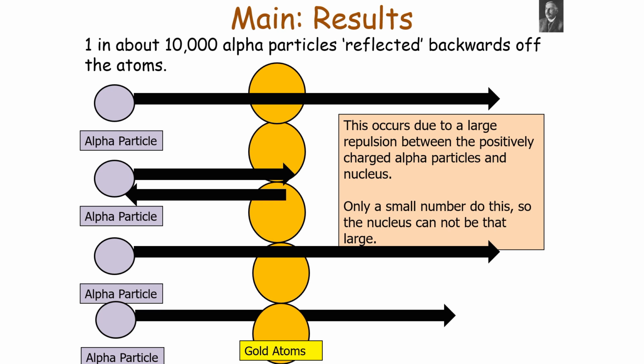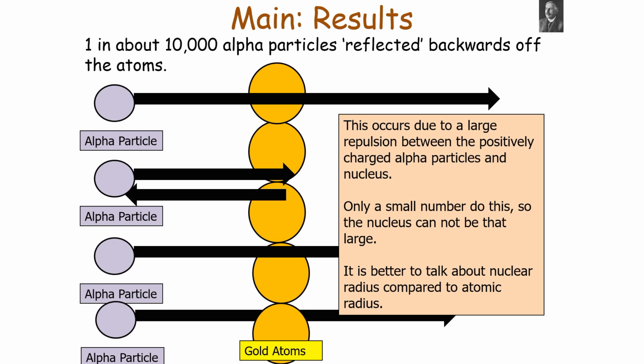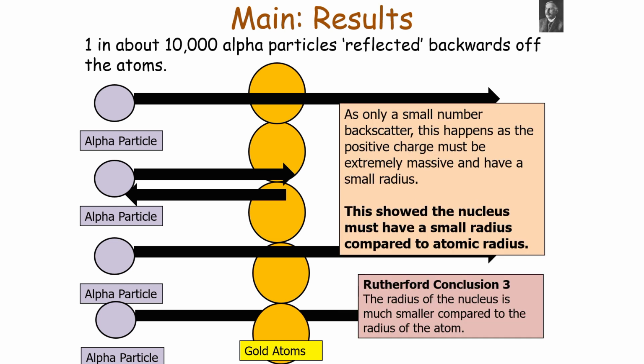cannot be that large, but we should really talk about these things in terms of nuclear radius and atomic radius. So because only 1 in 10,000 alpha particles will backscatter in this particular experiment, this indicates that whilst the nucleus has a positive charge and is extremely massive, it must have a very small radius. So this showed us that the nucleus of the atom must have a much smaller radius compared to the actual atomic radius itself. So the third conclusion is that the radius of the nucleus is much smaller compared to the radius of the atom. We actually believe that the nuclear radius is about 10,000 times smaller than the atomic radius.